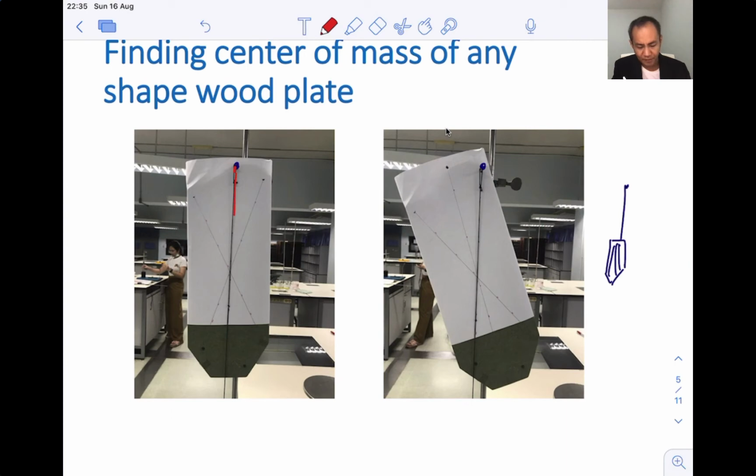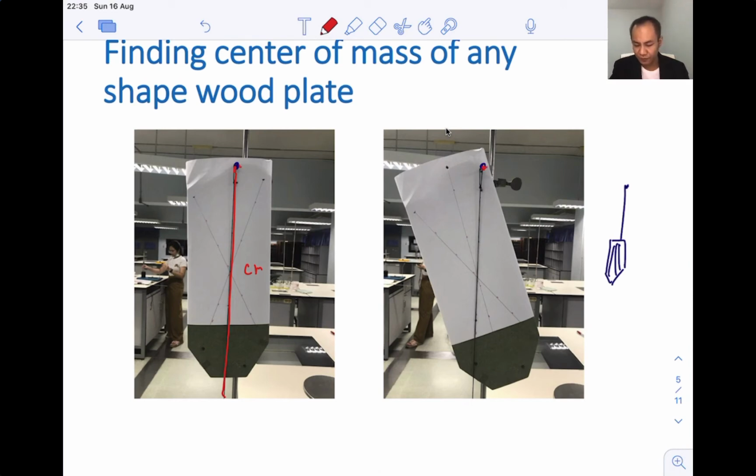And then in principle, if we wait until it stays still, in the steady state, this line should pass the center of mass somewhere. It should pass the center of mass, which is somewhere in this line, and then we change the hanging point from this point to this point, and then we do it again.